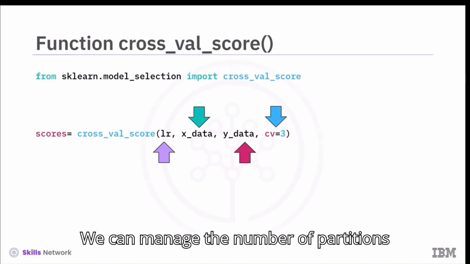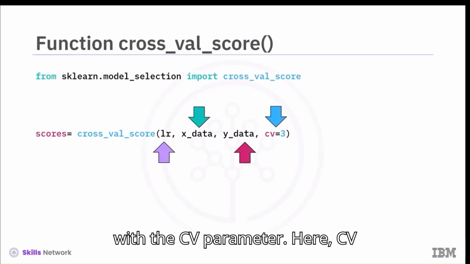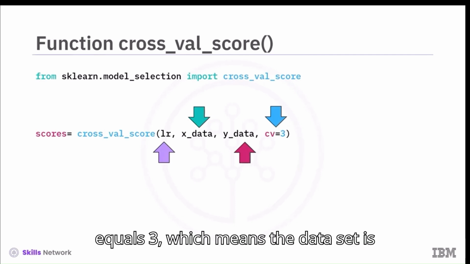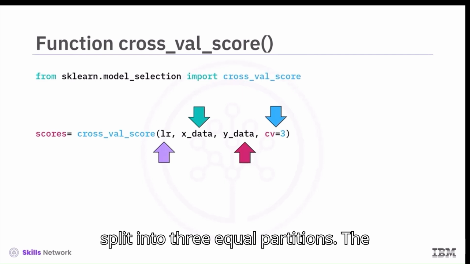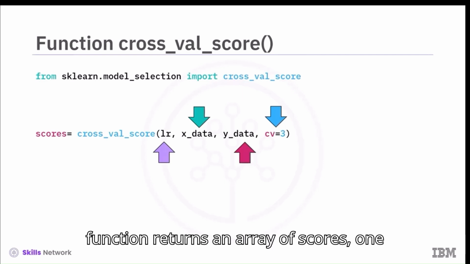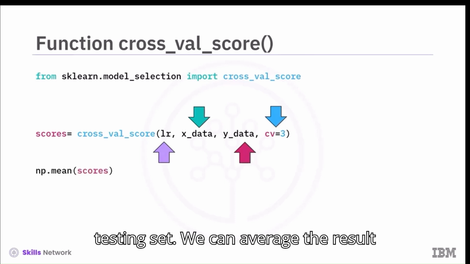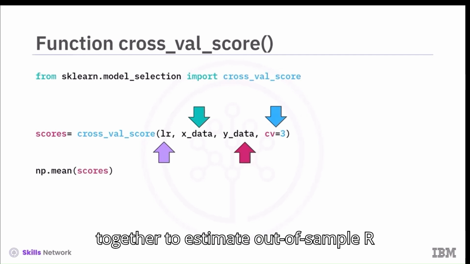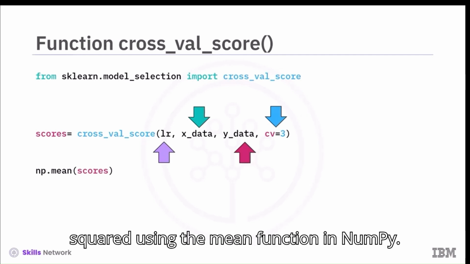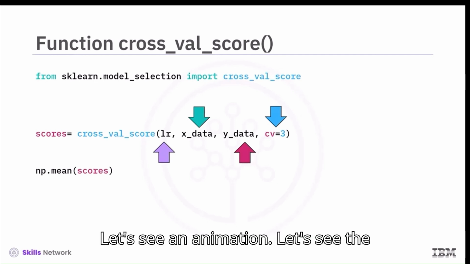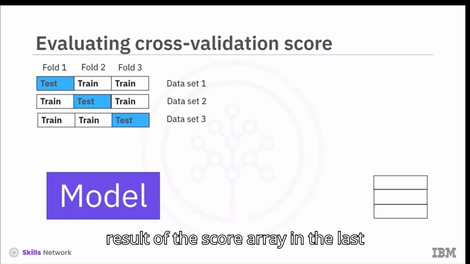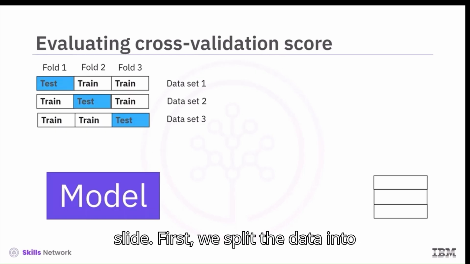We can manage the number of partitions with the CV parameter. Here, CV equals 3, which means the dataset is split into 3 equal partitions. The function returns an array of scores, one for each partition that was chosen as the testing set. We can average the result together to estimate out-of-sample R-squared using the mean function in NumPy. Let's see an animation. Let's see the result of the score array in the last slide.